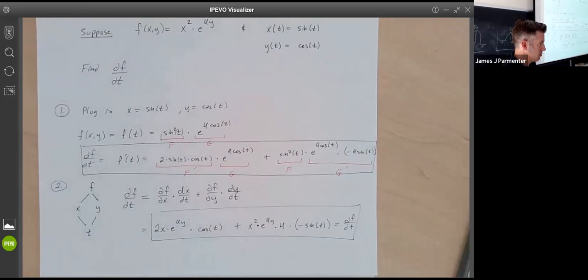Questions about this one? So most of what I'm doing, I feel like the part that's new here is drawing this diagram and then making sure we see all the paths. After that, we're still just using our regular partial derivative rules that we've already seen.